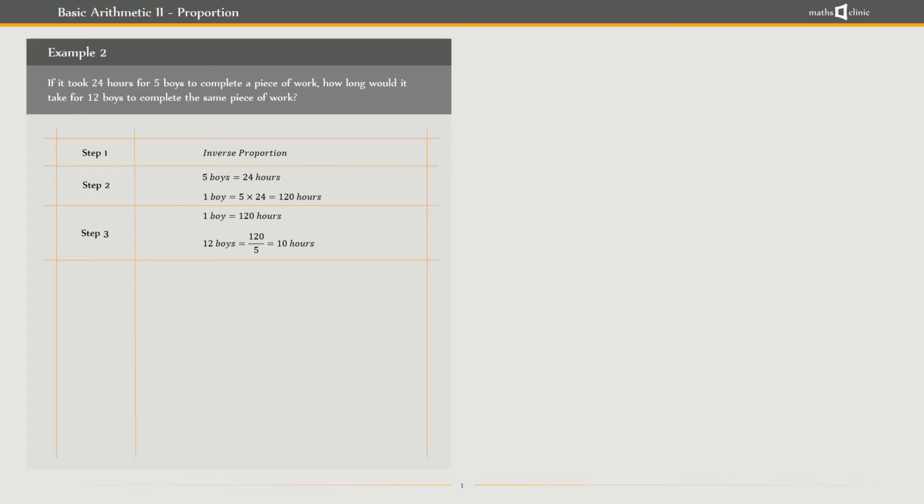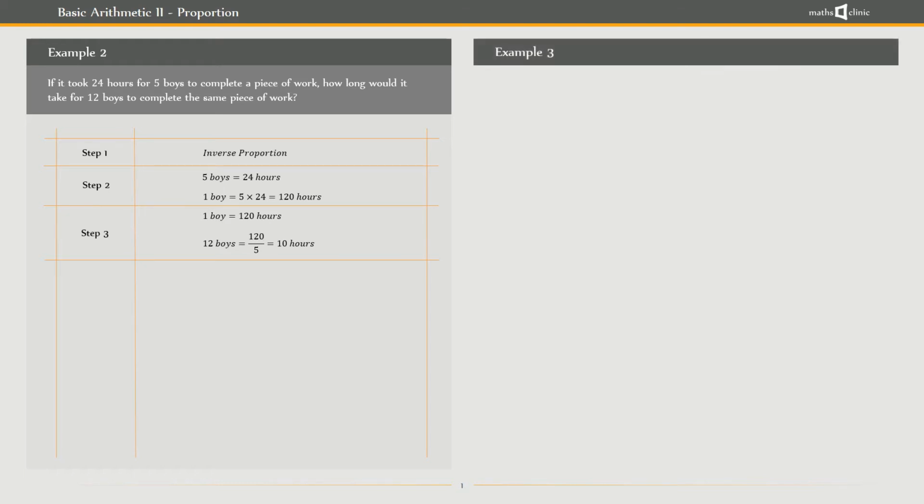Okay, so you'd have 5 times 24, it gives you 120 hours. One boy does it in a lot more time. That makes sense. And then you want to find how long it would take for 12 boys to do it. You have 120 divided by 5, it gives you 10 hours.